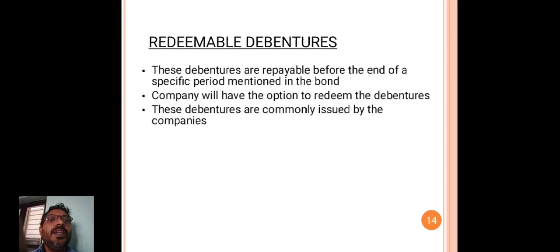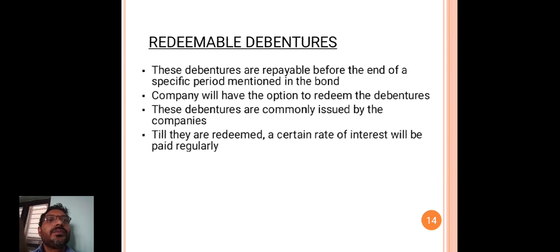Then next, redeemable debentures. These debentures are repayable before the end of a specific period mentioned in the bond. The company will have the option to redeem the debentures. These debentures are commonly issued by companies. Till they are redeemed, a certain rate of interest will be paid regularly.